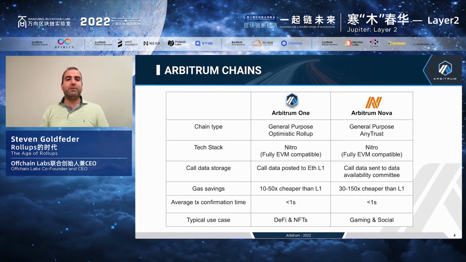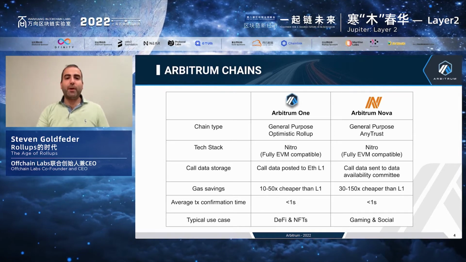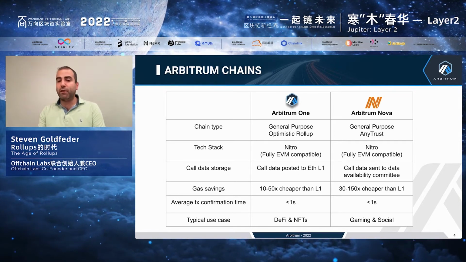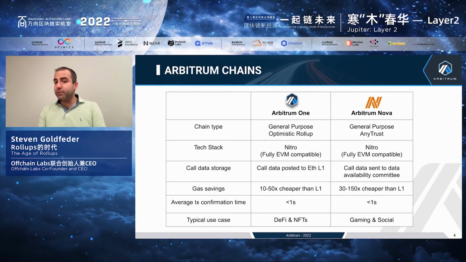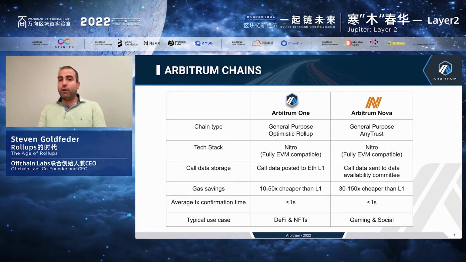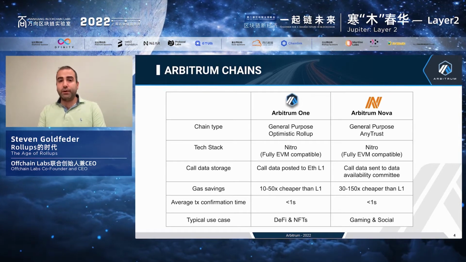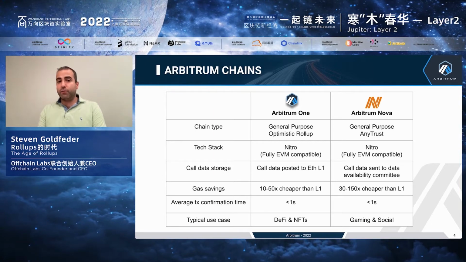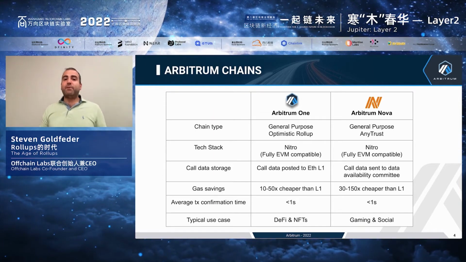Now, we've talked about the technologies that we're building, but what about the chains that implement these technologies? And we have two chains that are live today, one implementing each of these technologies. We have Arbitrum One, and this is our chain that's been live for longer. It's been live for over a year now, the one that launched in August of 2021, so just over a year ago. And this is an optimistic rollup.